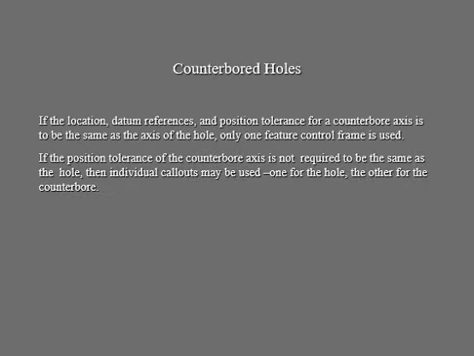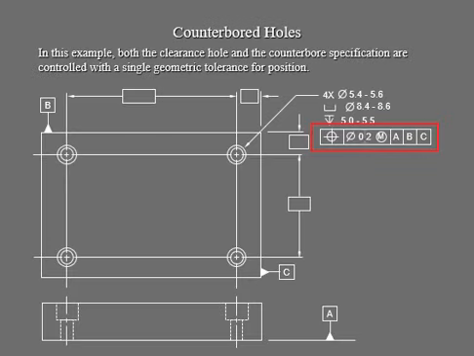All right, so then we will get into counterbore holes. Counterbore holes are where your fasteners are going to go. When we think about counterbore holes, you have your location, your datum references, and your position tolerance for a counterbore axis, which is to be the same as the axis of the hole, because the counterbore is right at the hole. Otherwise, you can't put the fastener into it. So only one feature control frame is used to serve that. Here's our control frame, here's our position, and here's our tolerance with its diameter given to you.